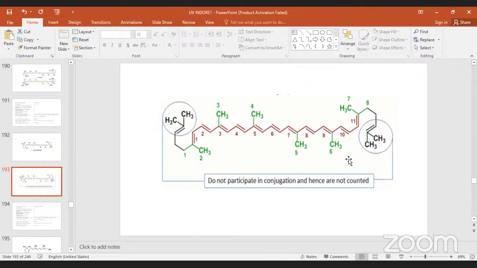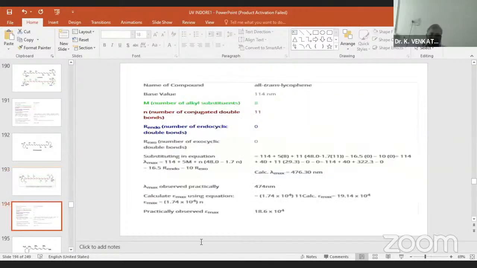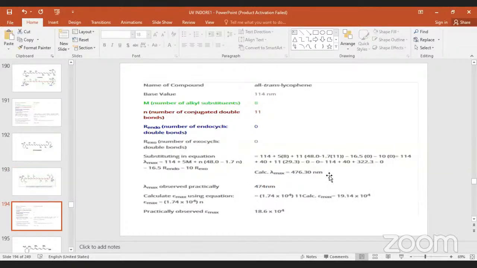And conjugation. The blue colored rounds are not involved in conjugation. Yes, sir. This is not involved in conjugation. 5, 6, 11 double bonds. n is 11. Yes, correct. So what is the answer now? 476.309 nanometers. That's the lambda max value.